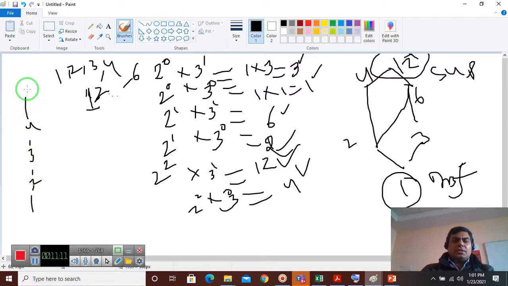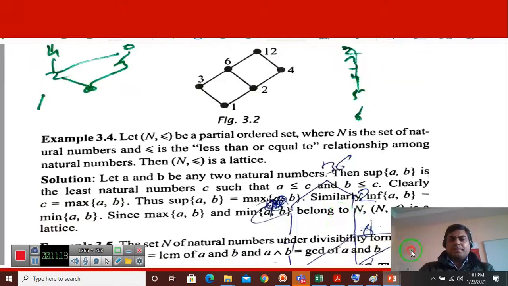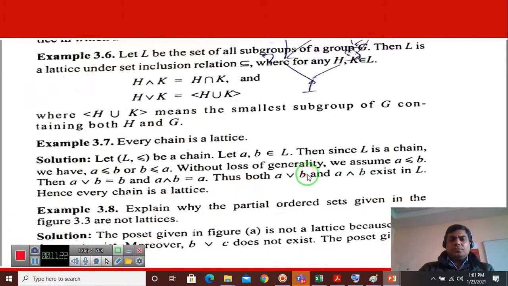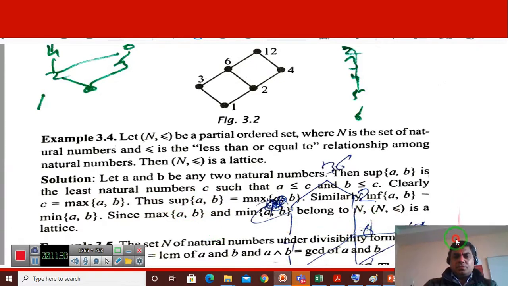In the natural numbers, the lowest number is 1, and any two numbers we can compare with each other. So the maximum of a and b and the minimum of a and b also belong to the natural numbers. This follows the closure property. If the maximum and the minimum of two numbers also lie in the set of natural numbers N, then it is a lattice.